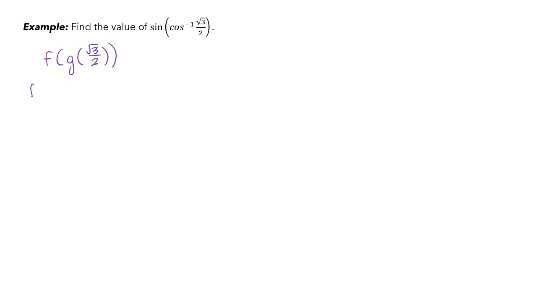Except here we're saying f of x is equal to sine of x, and g of x is equal to the inverse cosine of x. We've just written our functions actually fully out here. So just like when we did composition functions a couple chapters ago, we want to evaluate the inside here first. So let's focus on what exactly is the inverse cosine of root 3 over 2.